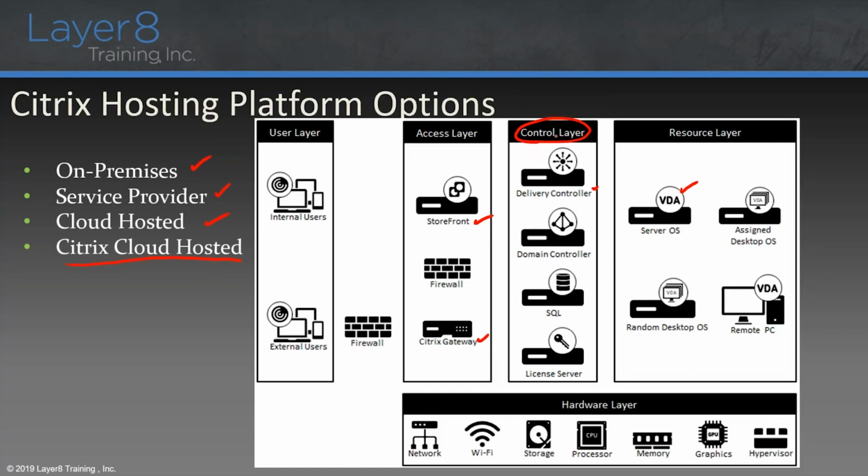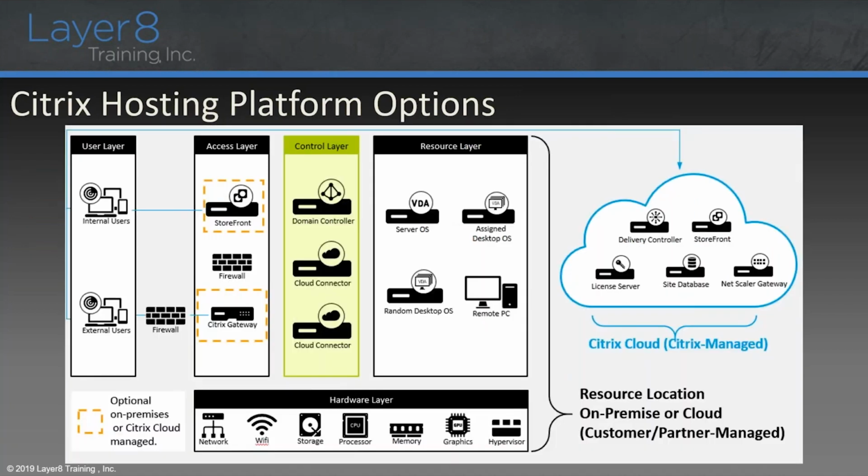So with the Citrix Cloud, we take the delivery controllers, we put those in the cloud. We take the license server, put it into the cloud. The site database also goes to the cloud. And potentially your StoreFront server and your NetScaler gateway components would also go into the cloud.